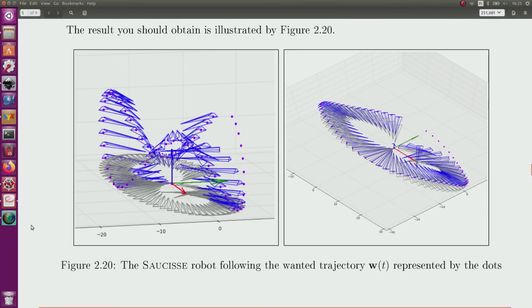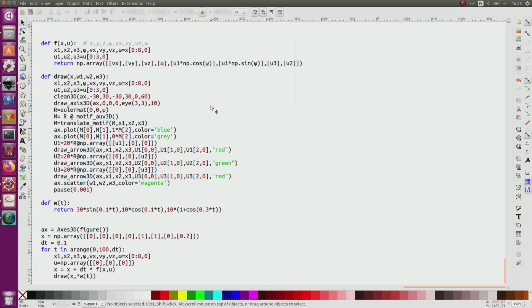Okay, so now for the simulation, I propose first to simulate the system without the controller. So this one corresponds to the evolution function because my robot satisfies this expression. So here it's f of x and u. And I can recognize the evolution function f here. Here is just to paint the robot. So for this I use 3D axes with some Euler matrices just to draw, and the reference point is named here W1, 2 and 3.